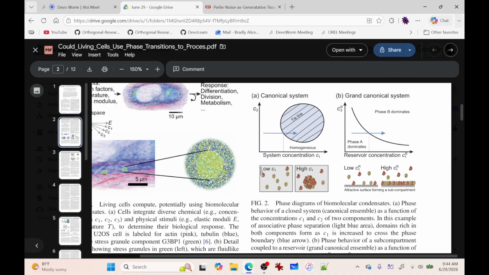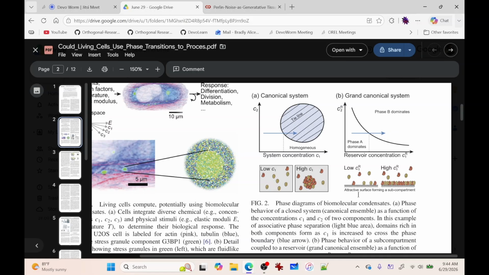So this is where we have a low concentration and a high concentration where the condensates are in different states. Our system concentration kind of acts as the energy. And then we have the grand canonical system, where we have different phases in which the condensates are actually doing something at a site of action. Again, we have this low concentration state, or low energy state, and then this high concentration state, or high energy state.